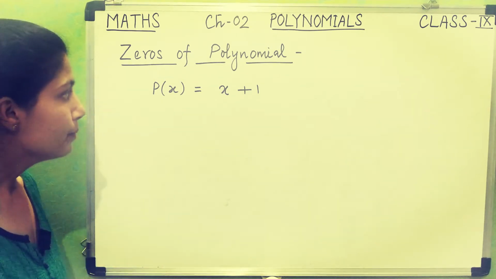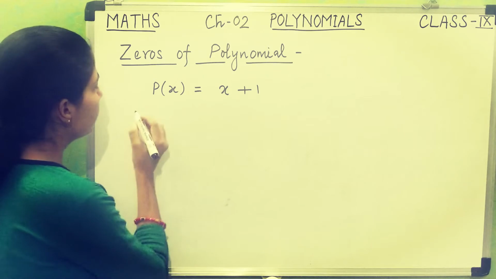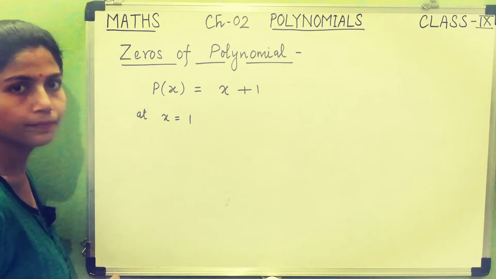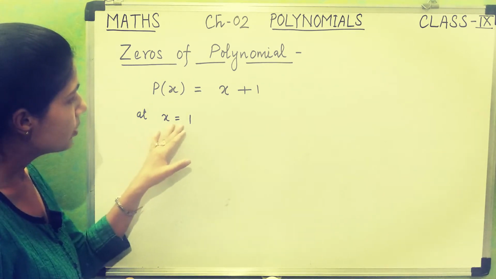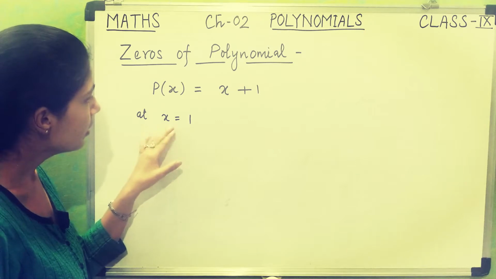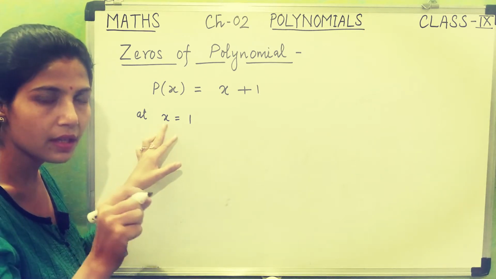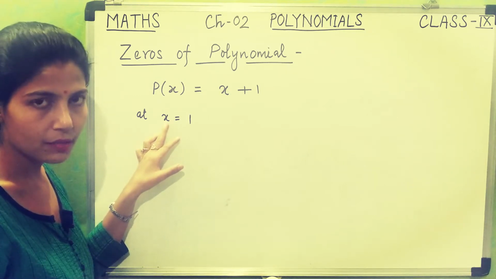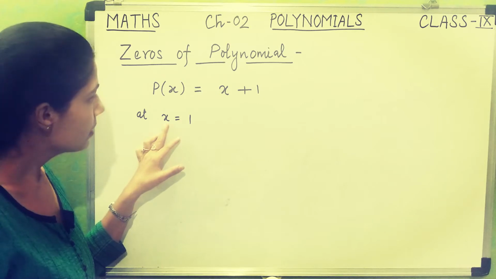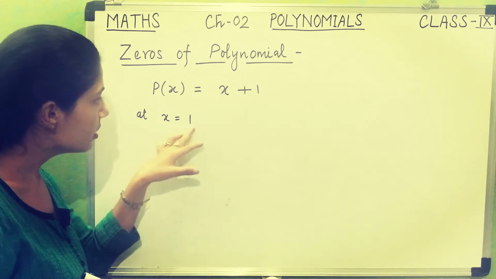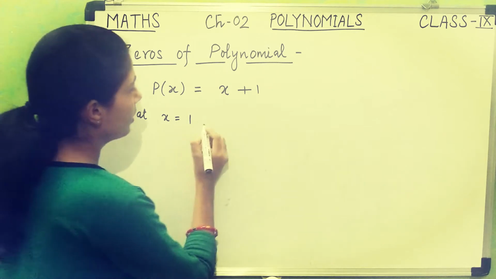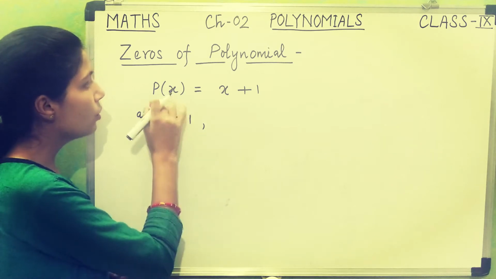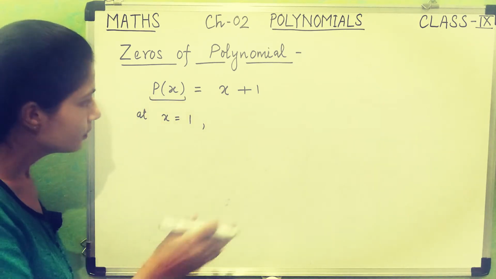Okay, now if I say that at x equals 1, at x equals 1 means here we are taking the value of the variable. We are fixing a particular value to the variable. As we have discussed, a variable is something that changes its value. So at a particular time I am taking this value, x equals 1. Now at this value of the variable, what is the value of this polynomial? Let's check it.